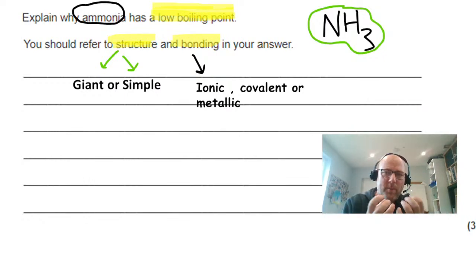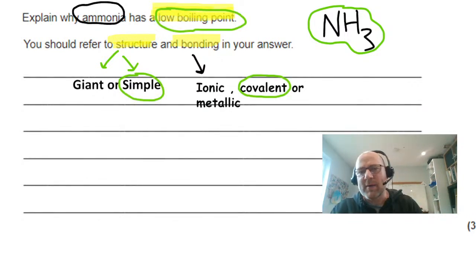You're not trying to break the bonds when you turn ammonia into a gas. You're trying to separate forces. So we'll get into that. So I'm going to score 2 marks if I say, yeah, it's got covalent bonding and a simple structure.